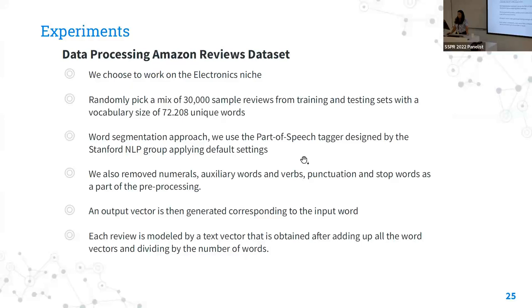So for the experiments, how did we approach the problem? We have chosen to work on the electronic niche. We randomly picked 30,000 sample reviews. We segmented the words. We took the output vector, generated it, and then we modeled it and fed it to the hidden Markov model.